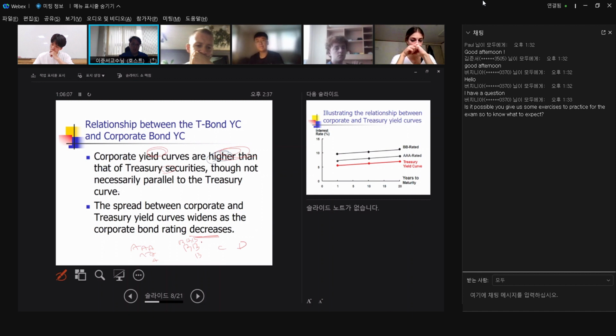So we would say this one is the investment grade, and below double B is the speculative grade. Speculative grade.